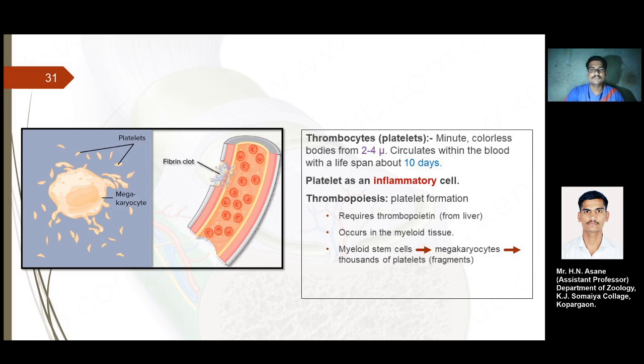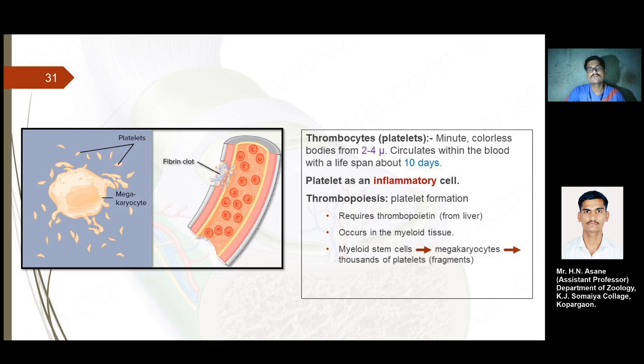These platelets are minute, colorless bodies, 2 to 4 micron in length, which is a very small size compared to the other cells of the blood system, and they circulate within the blood with a lifespan of about 10 days. A single platelet has a lifespan of about 10 days. The platelets are also inflammatory cells, the alerting cells or the alarm cells of the immune system.